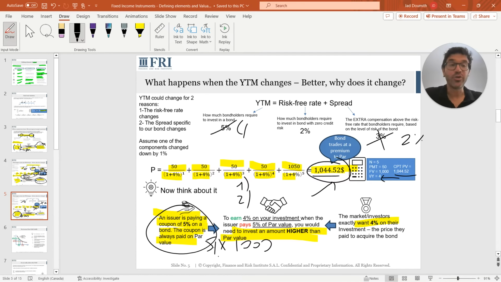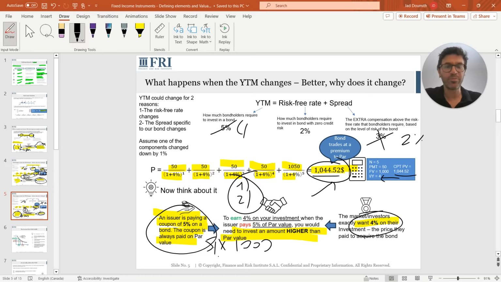One more time, you invested more. You invested $1,044. So there is a $44.52 that will never be returned to you. Those two sources of loss combine and explain why at the end of the day, you earn 4% per annum on that bond and not 5%.